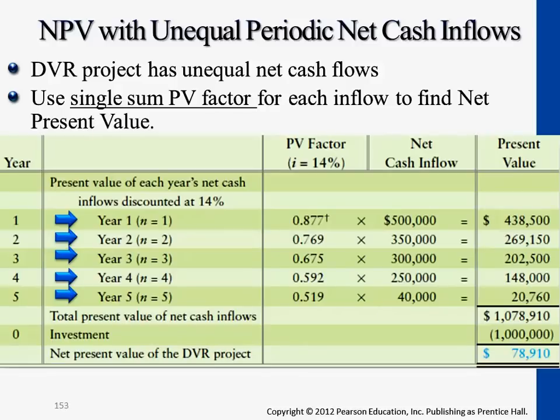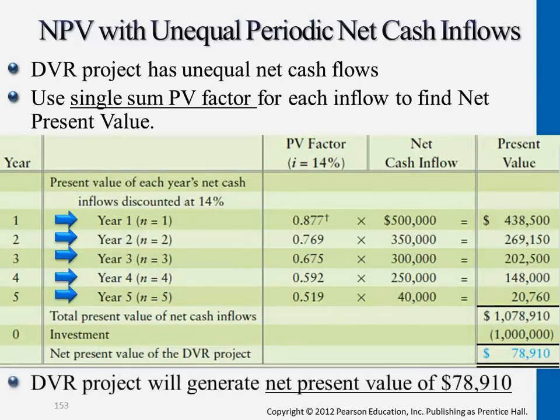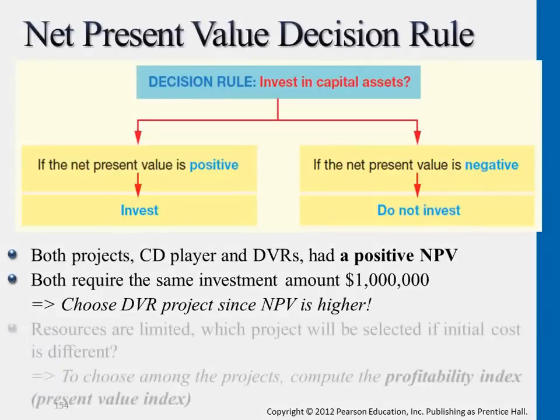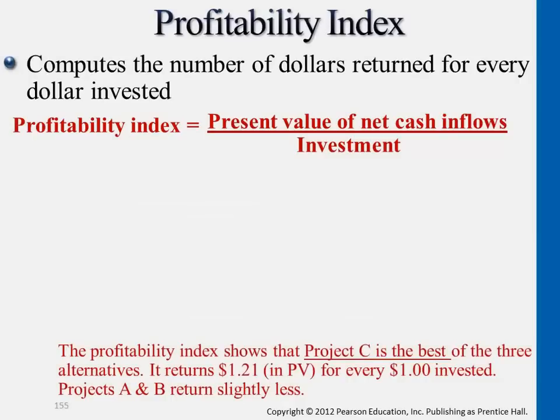They have different investments, which use like profitability index? Yes, so they have different initial costs. In this case here, both of them are $1 million, right? So if they have different initial costs, we'll be adding to this decision rule the profitability index.